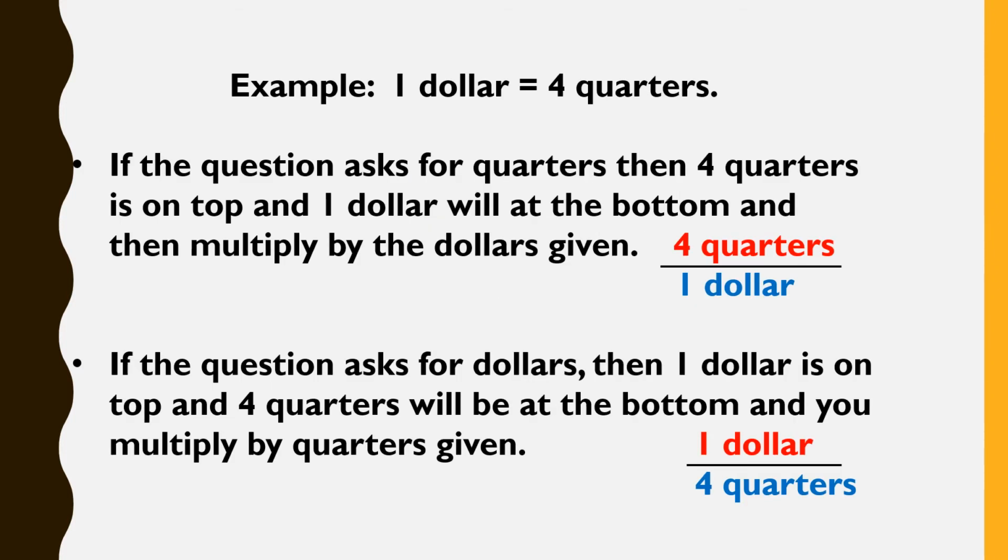Example, $1 equals 4/4. If the question asks for quarters, then 4/4 go on top, $1 goes at the bottom. And then you multiply by the dollars given. They will give you the dollars. They will say, how many quarters are so many dollars? The way you set up is 4/4 on top, $1 at the bottom, then you multiply by the dollars given. If the question asks for dollars, then $1 is on top and 4/4 will be at the bottom. They will give you the number of quarters in that bag, so you find how many dollars it is.